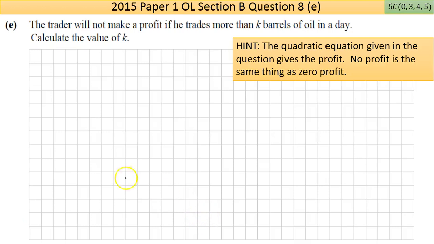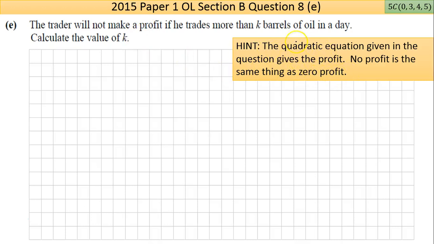Okay, so again, I'm assuming you're pausing here all the way along. So we get started now in E. You're familiar with the question if you've read through it. The trader will not make a profit if he trades more than K barrels of oil in a day. Calculate that value. So he makes 0 profit.